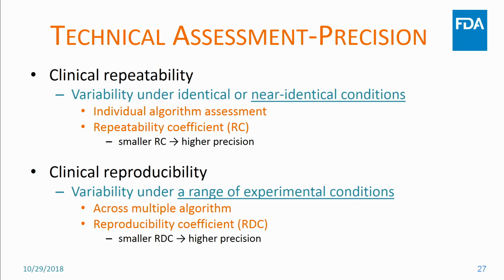We're going to look at clinical repeatability, so variability under near identical conditions. In this case, we're going to assess individual algorithm performance. So we're going to have one single volumetric algorithm, and look at how repeatable it is. In this case, we're going to use a repeatability coefficient. Just keep in mind that a smaller value of repeatability coefficient means more precision, higher precision. Second, we're going to look at clinical reproducibility. Again, that's variability under a range of experimental conditions. Our range is just going to be across multiple algorithms. So we're just going to look at that one variability and range. We could talk about different variabilities as well. That's going to be the reproducibility coefficient. Again, smaller value, the better.